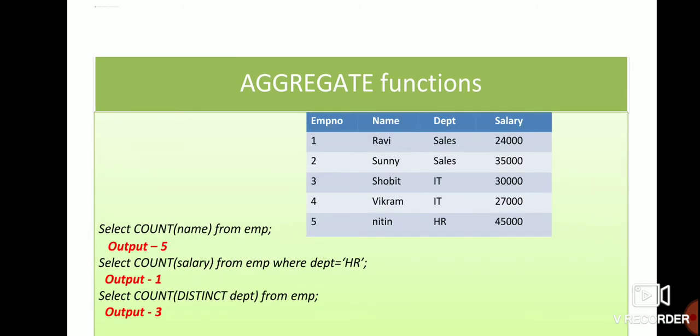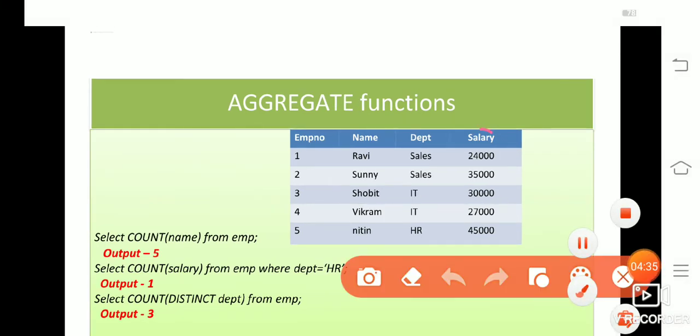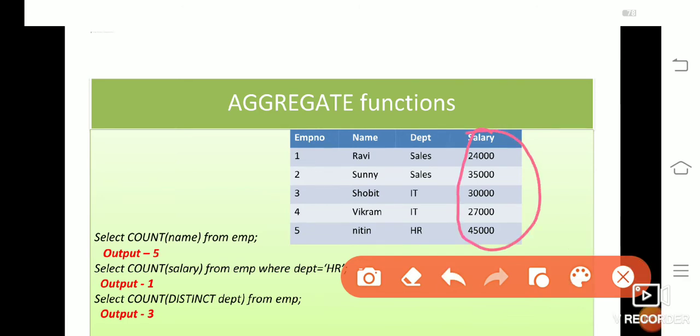Next aggregate function is count. So count name. What all names are mentioned here? 5 names are there. So what will be the output? 5. If I want to count the salary, here also you can see the output. 5 salaries are mentioned, 1 2 3 4 5, so 5 will be the output here.